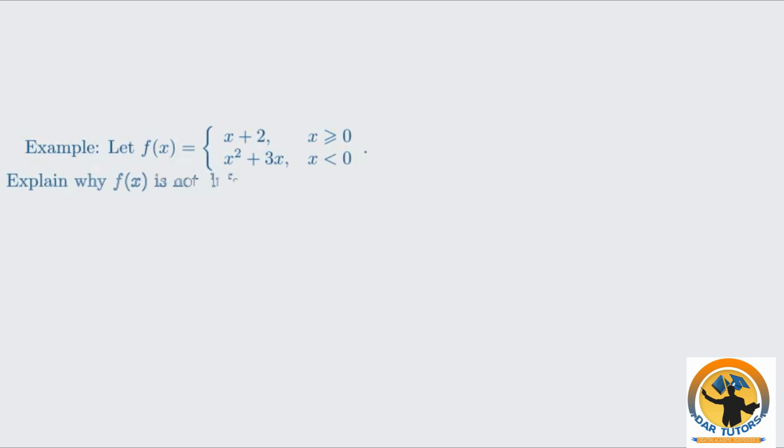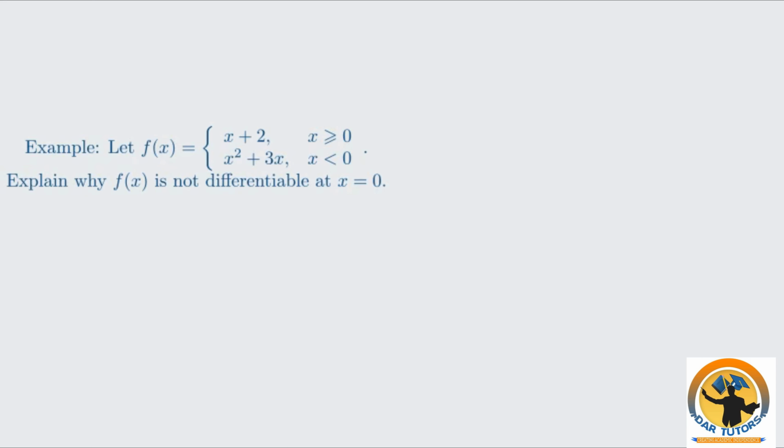Let's look at another example to solidify our understanding. Consider the function f of x equals x plus 2 for x greater than or equal to 0, and x squared plus 3x for x less than 0. We need to explain why this function is not differentiable at x equals 0. As before, we'll check the two conditions for differentiability.